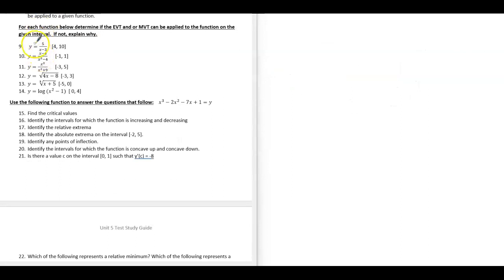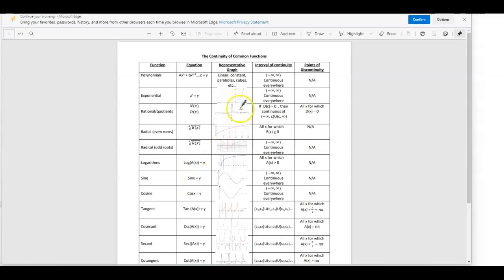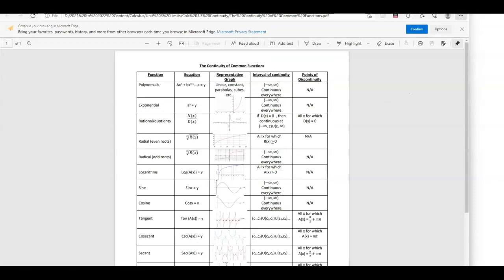So for numbers 9 through 14, we're going to be determining whether or not the EVT and MVT can be applied to this function on the interval that they give us. Okay. Now, we're looking at various kinds of functions here, and you might want to take a look at this sheet, which, in case you haven't noticed, we use quite frequently. So it's something you might want to have in the front of your notebook, and if you don't remember, it's in lesson 3.3 part 2. But you're going to need this sheet in order to know where functions are continuous or not. So make sure you have that out and ready to go.